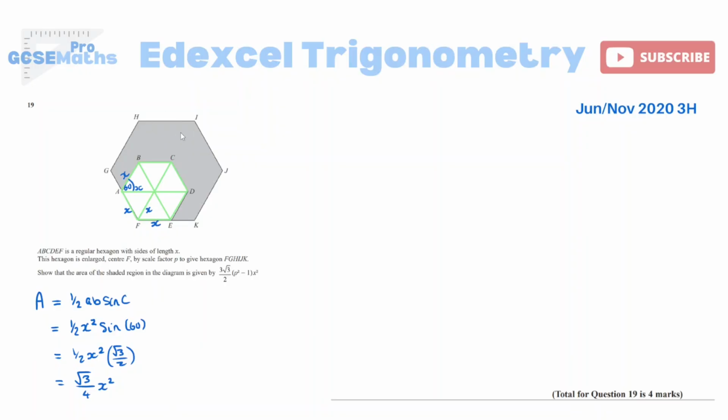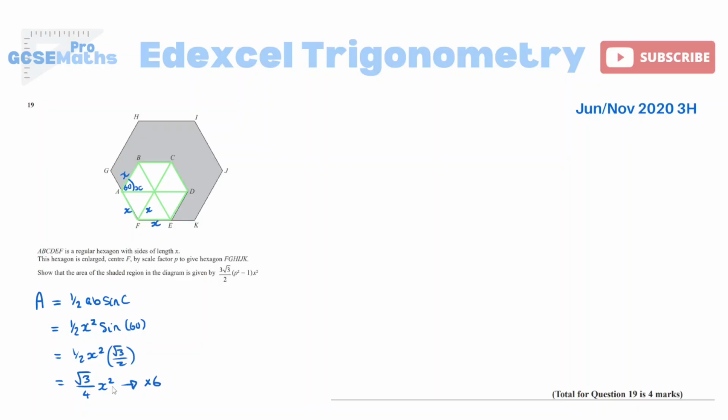Now, to work out a shaded region, normally I think of it as a cutout. So I would work out the area of the bigger hexagon and subtract the smaller hexagon. So we need to know the area of the smaller hexagon first. That one, as we said, times by 6. We want to have 6 of those together, don't we?